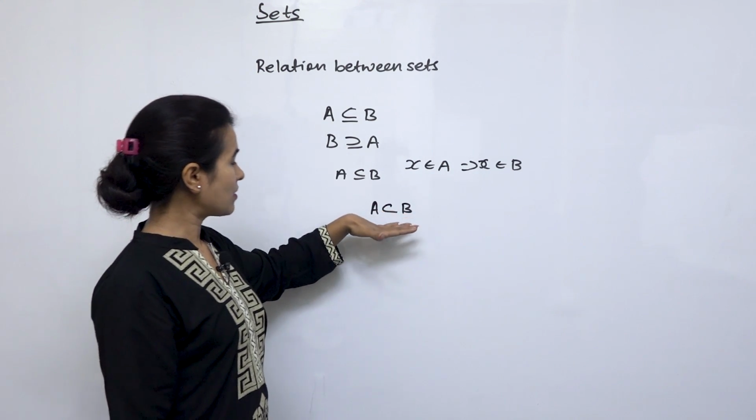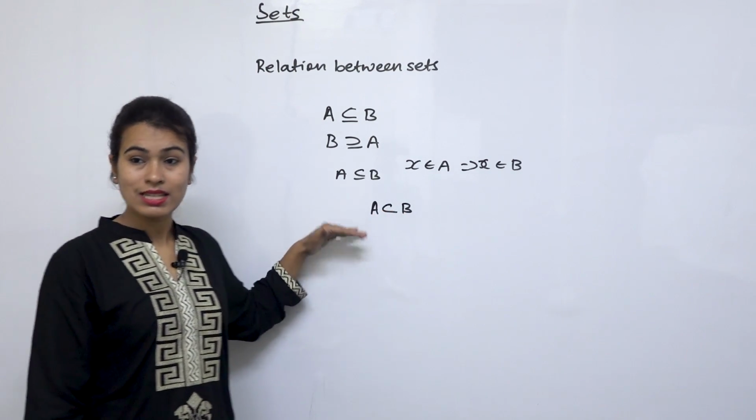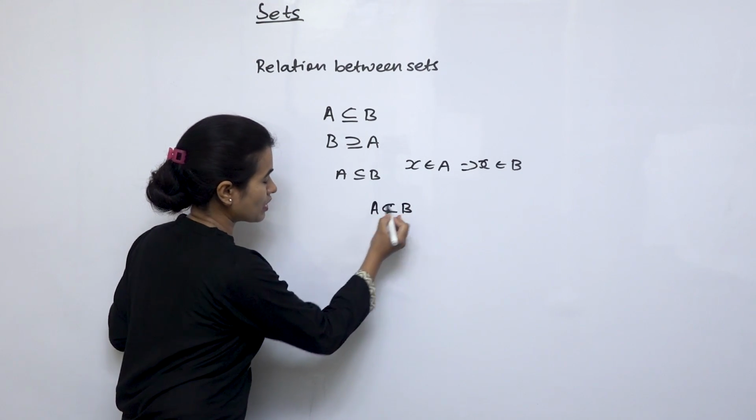Here, in set B there should be at least one member more than in set A. This relation is denoted by A is a subset of B.